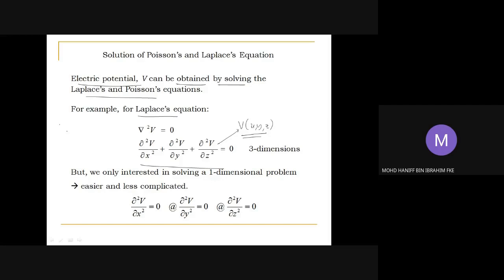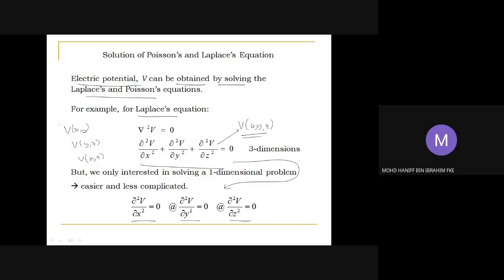In 2 dimensions, we can have V of x and y, or V of y and z, or V of x and z. But for our case, we assume that the change of V is only in 1 dimension. So this equation can now be simplified to changes of V with regard to x only, or with regard to y only, or with regard to z only.